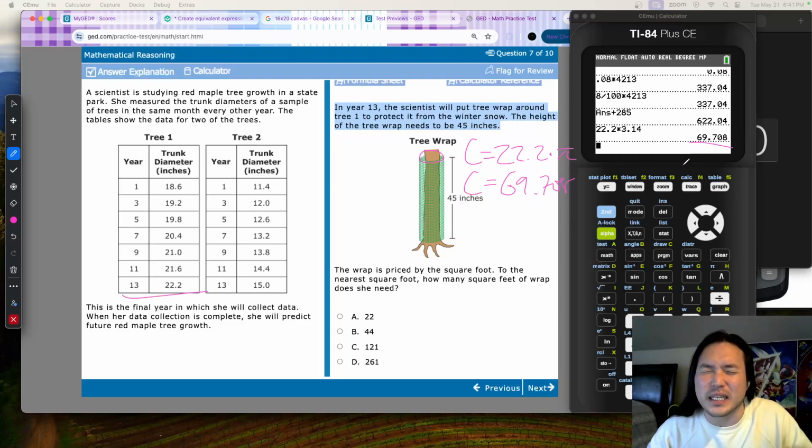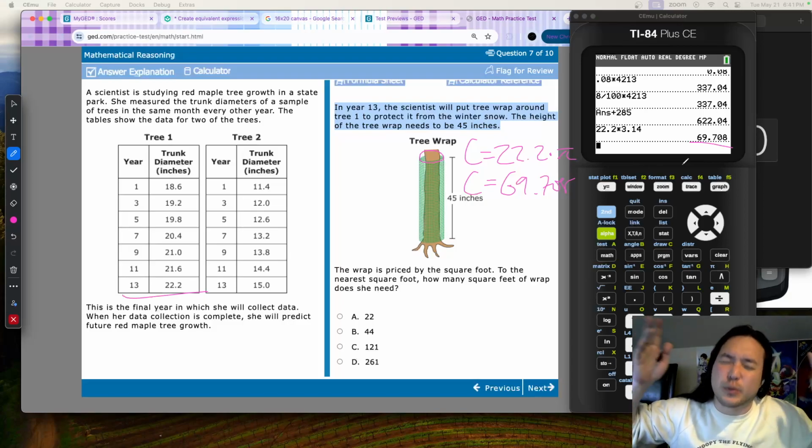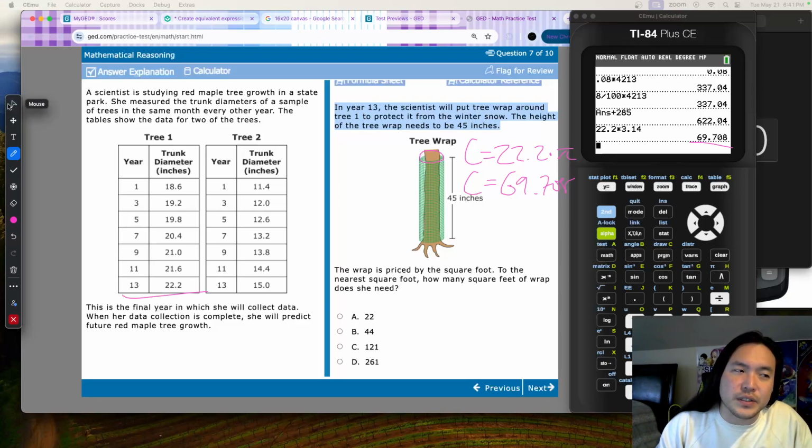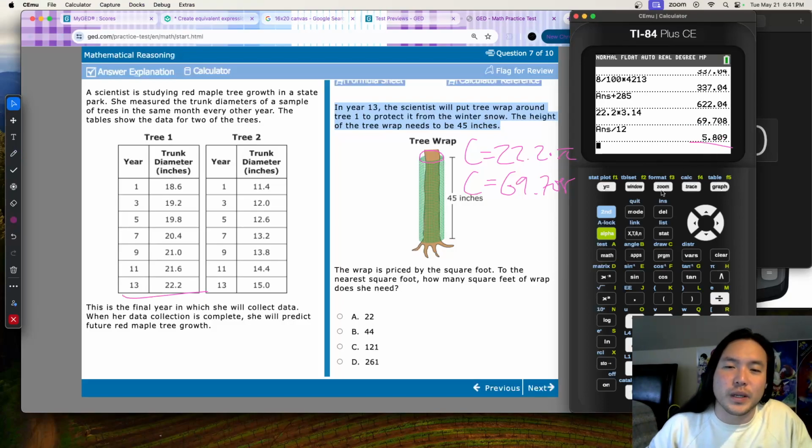It's not that hard, but it's way harder to convert from square inches to square feet versus inches to feet. It's very, very easy to convert from inches to feet, right? To convert from inches to feet, you just divide by 12. So if the circumference is 69 inches, you divide by 12, and it's 5.809 feet. And then 45 inches, what is that in feet? 45 divided by 12 is 3.75.